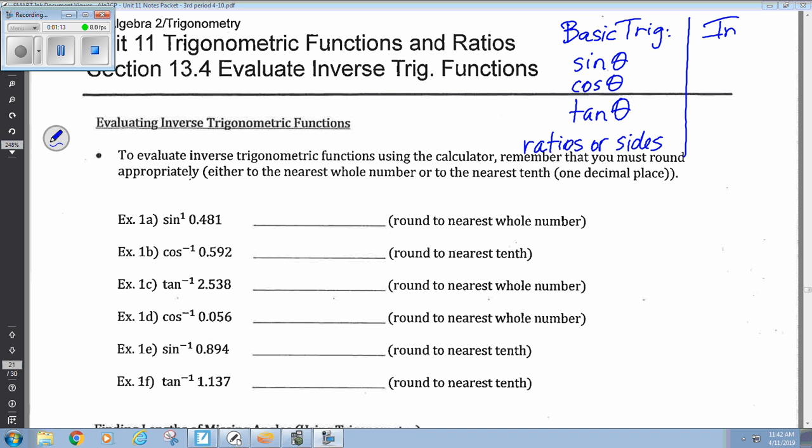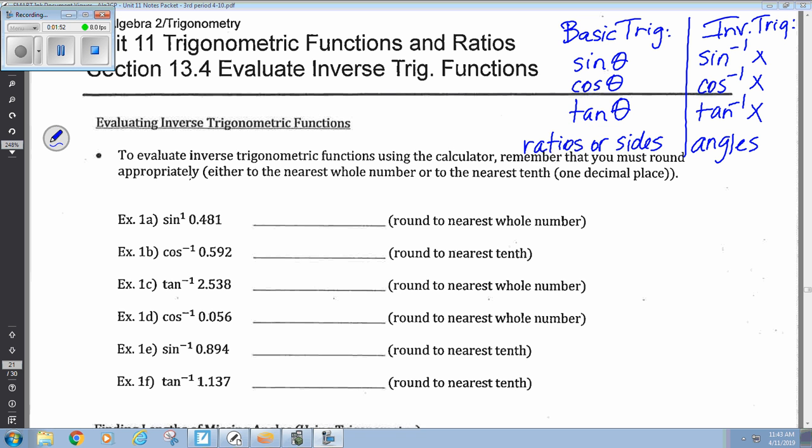The inverse trig functions only serve one purpose, and that's to help you find angles. Inverse trig functions are for finding angles. And to find angles, the inverses would be sine inverse. It looks like sine to the negative 1 power, but that's sine inverse. Sine inverse, cosine inverse, and tangent inverse.